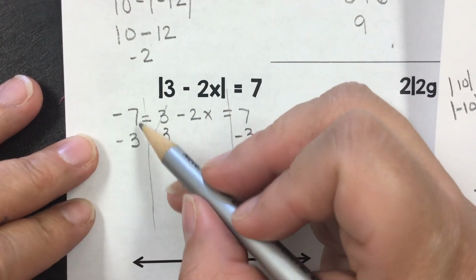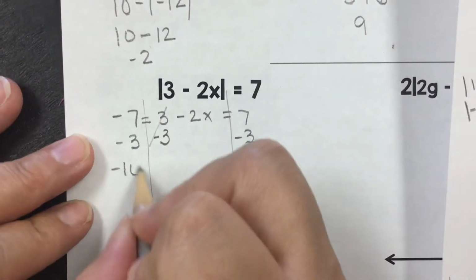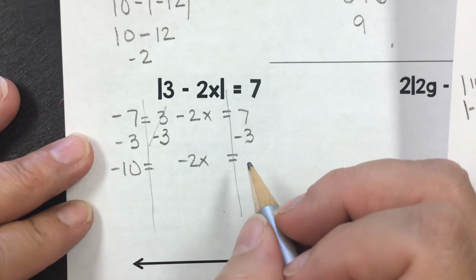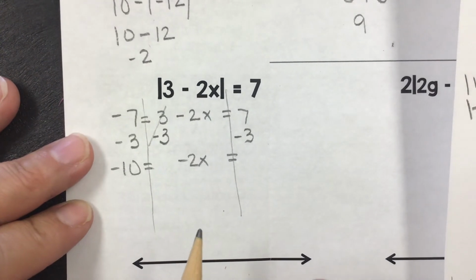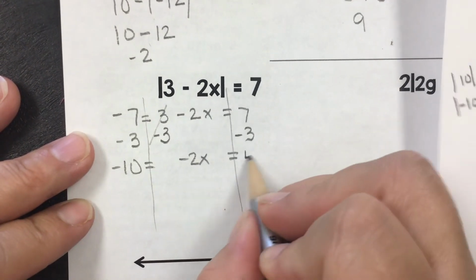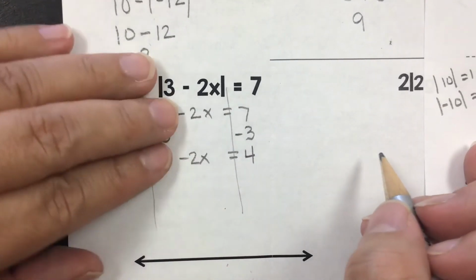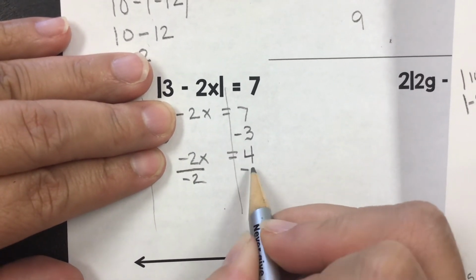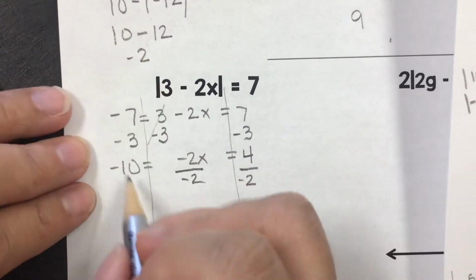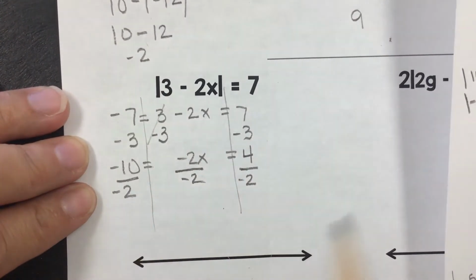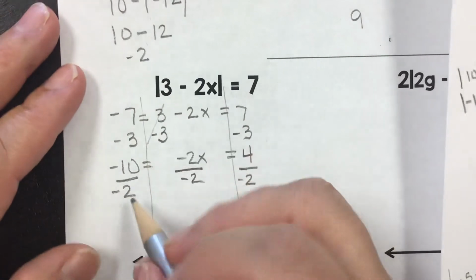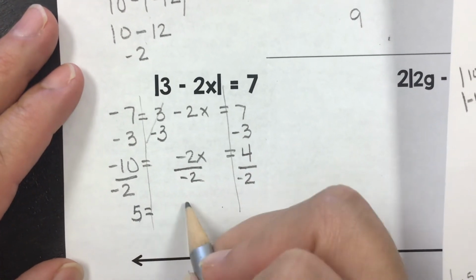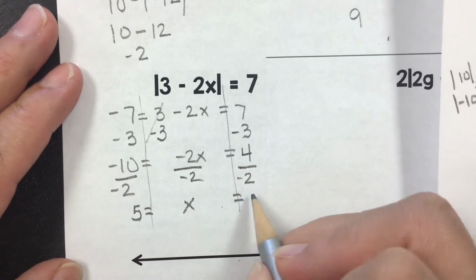Negative 7 minus 3 is a negative 10. That equals a negative 2x. That equals 4. Well, if I ignore this part right here, you know to divide by negative 2. So we just do that again to this side. You could write them separately, but this is how I would like for you to write them. So 5 is equal to x is equal to negative 2.